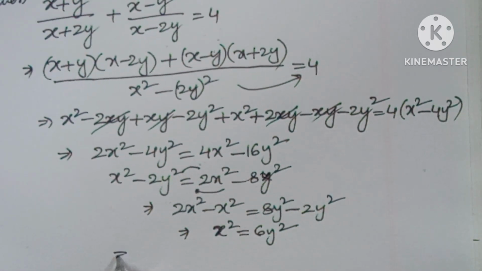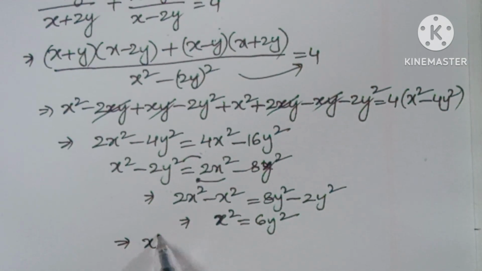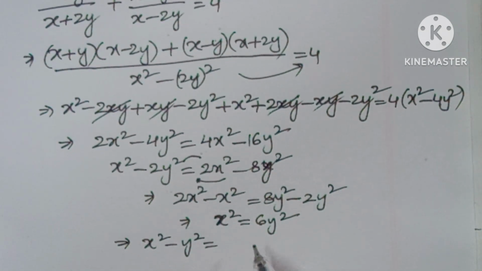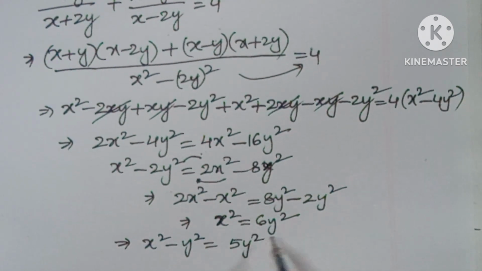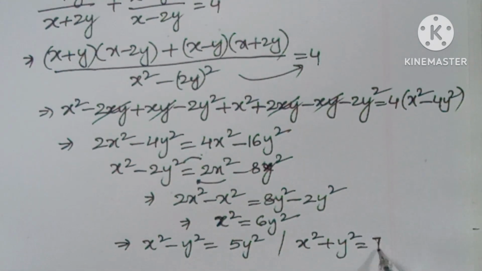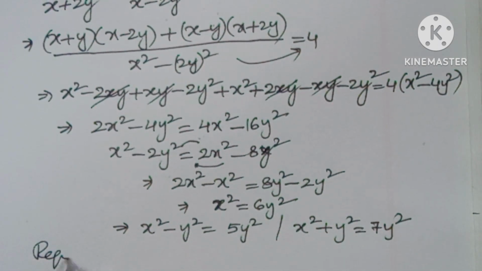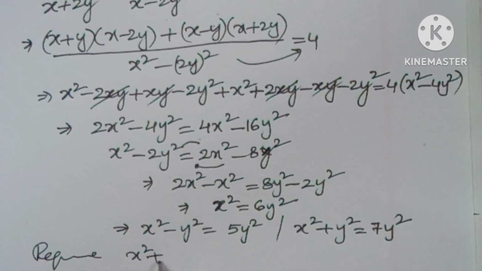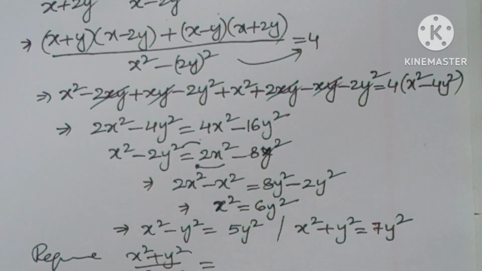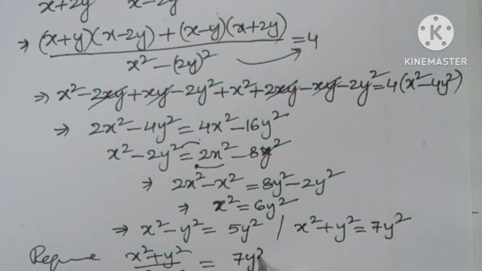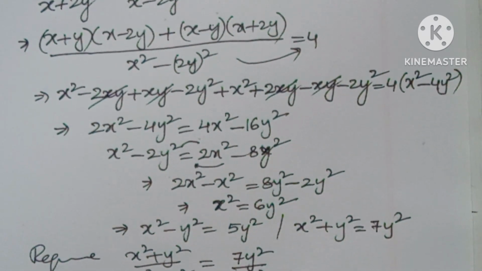So from this you can write x² − y² is equal to 5y², and x² + y² is equal to 7y². Now what is required here? (x² + y²)/(x² − y²). So 7y² by 5y². You will get the answer 7/5.